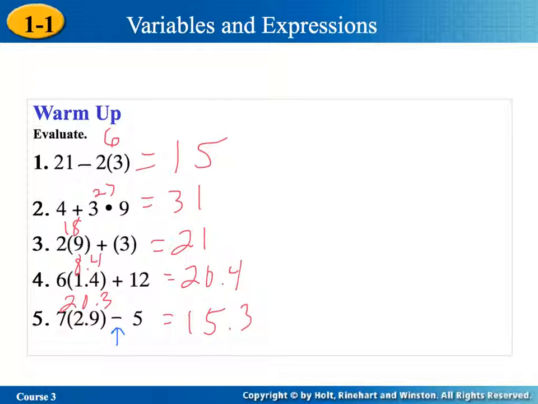I hope your brain's getting moving. I hope you're starting to remember things in math again. I hope you never forgot it, of course. But these 5 math problems are just to get your brain going a little bit and thinking about math. All right?